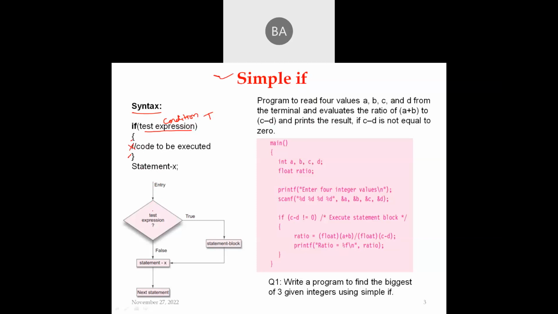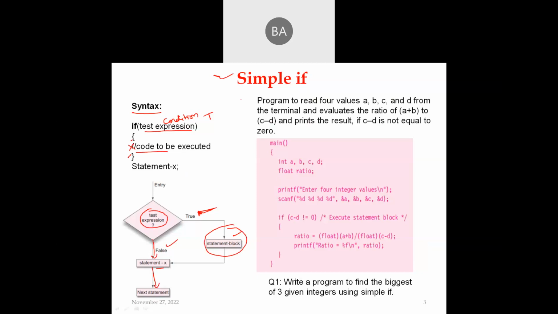Now if you go to the flow chart, it will be like this. We come to the if statement, the test expression, and we check the condition here. If this condition is true, then the statement block will be executed. That means whatever statements we have written in the curly braces are going to be executed. After that, we come to statement X. If the condition is false, we do not execute the statement block; we come directly to statement X, and then the next statement continues. So this is a simple if statement.